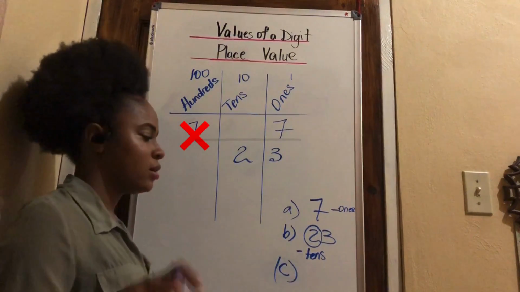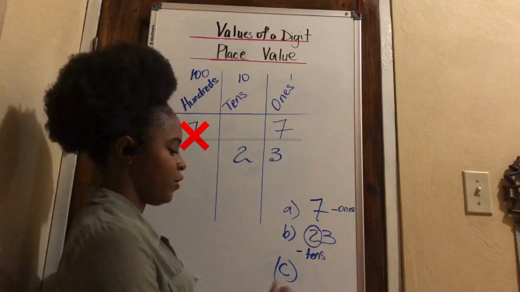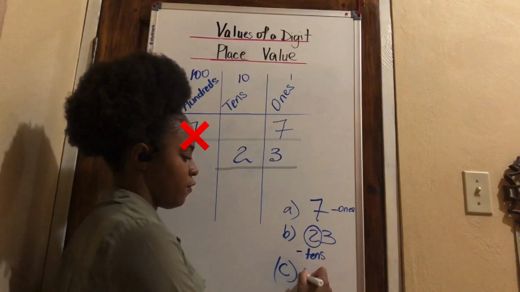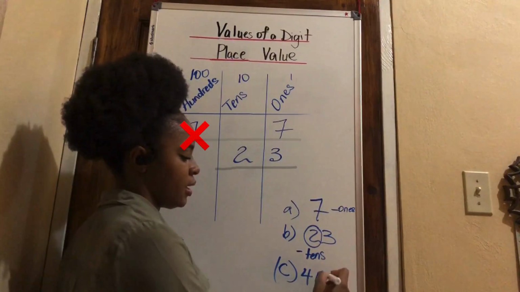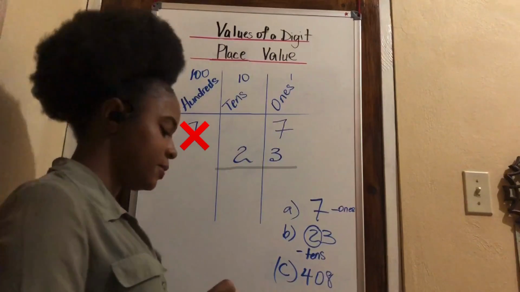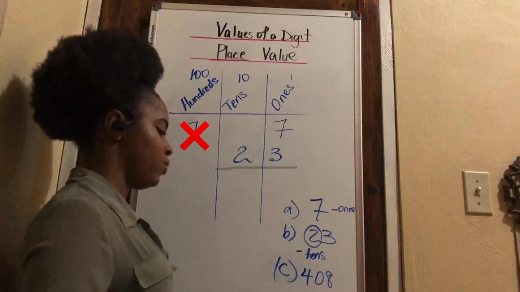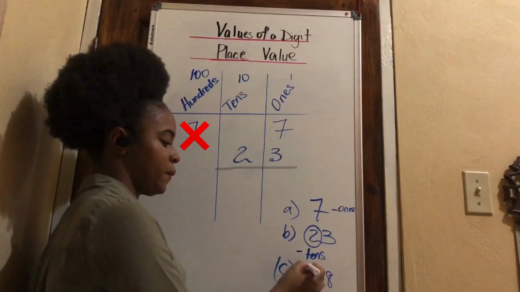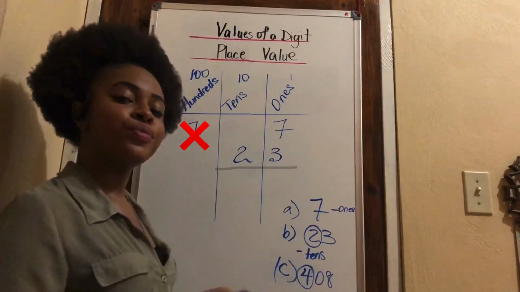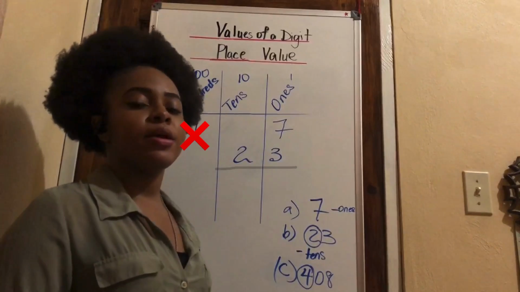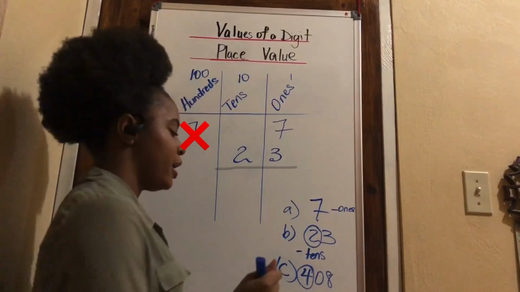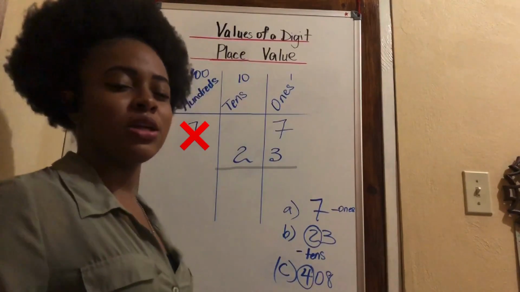Let's take a look at another example. So we have 408, right? So we want to find the place value of the 4. What would you do? I would strongly recommend that you pause the video and try this one, and then we'll come back and try it together.